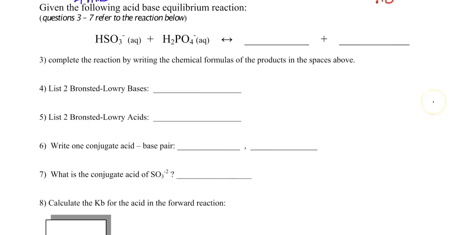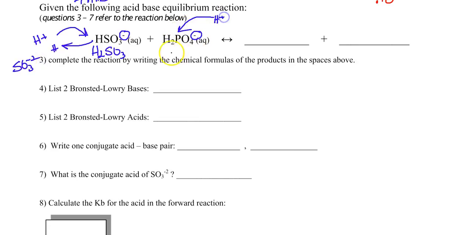Okay, so this is a little bit of review here. What we have here is two weak acids and bases. They're both amphoteric. And why are they amphoteric? Well, this being negative means that it could accept a proton and become what? H2SO3. But because it has an H, it can also give off a proton to become SO3 negative 2. Same thing happened here. Because it's negative, it can accept a proton and become H3PO4, or it can give off an H for the same reason.